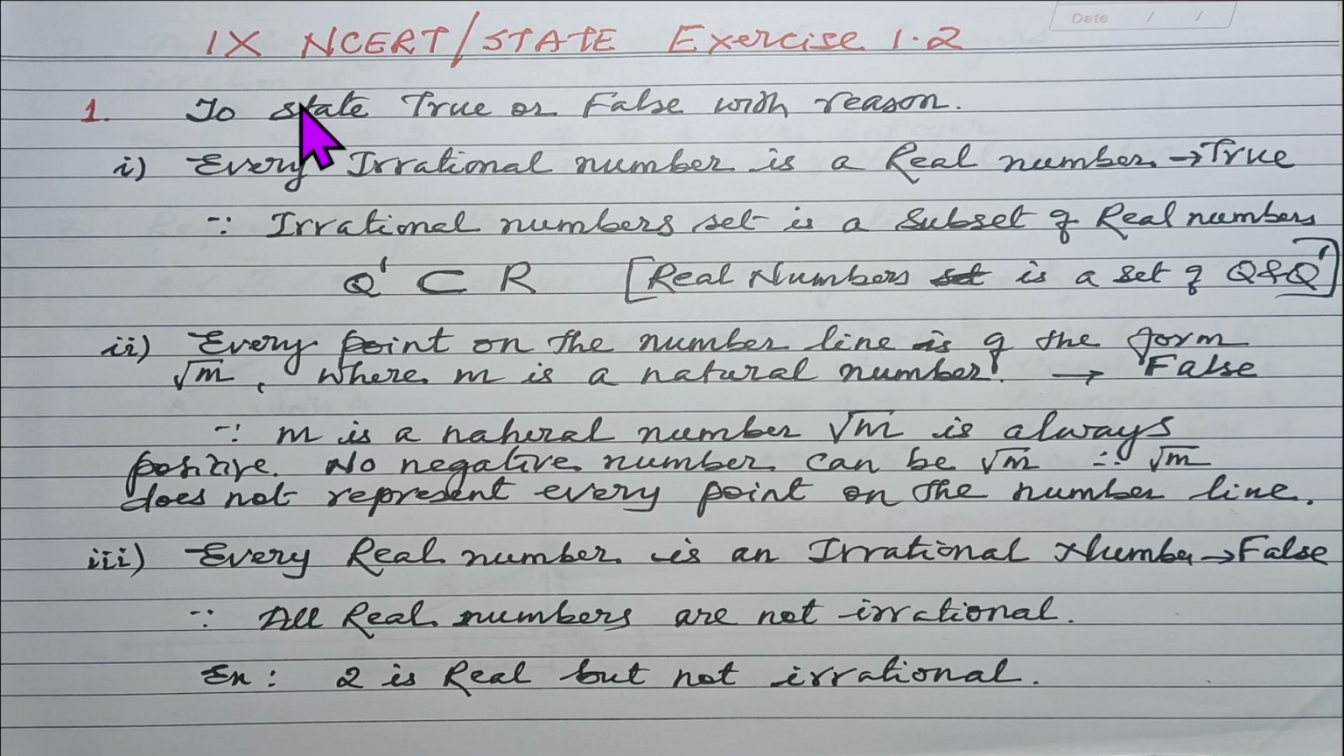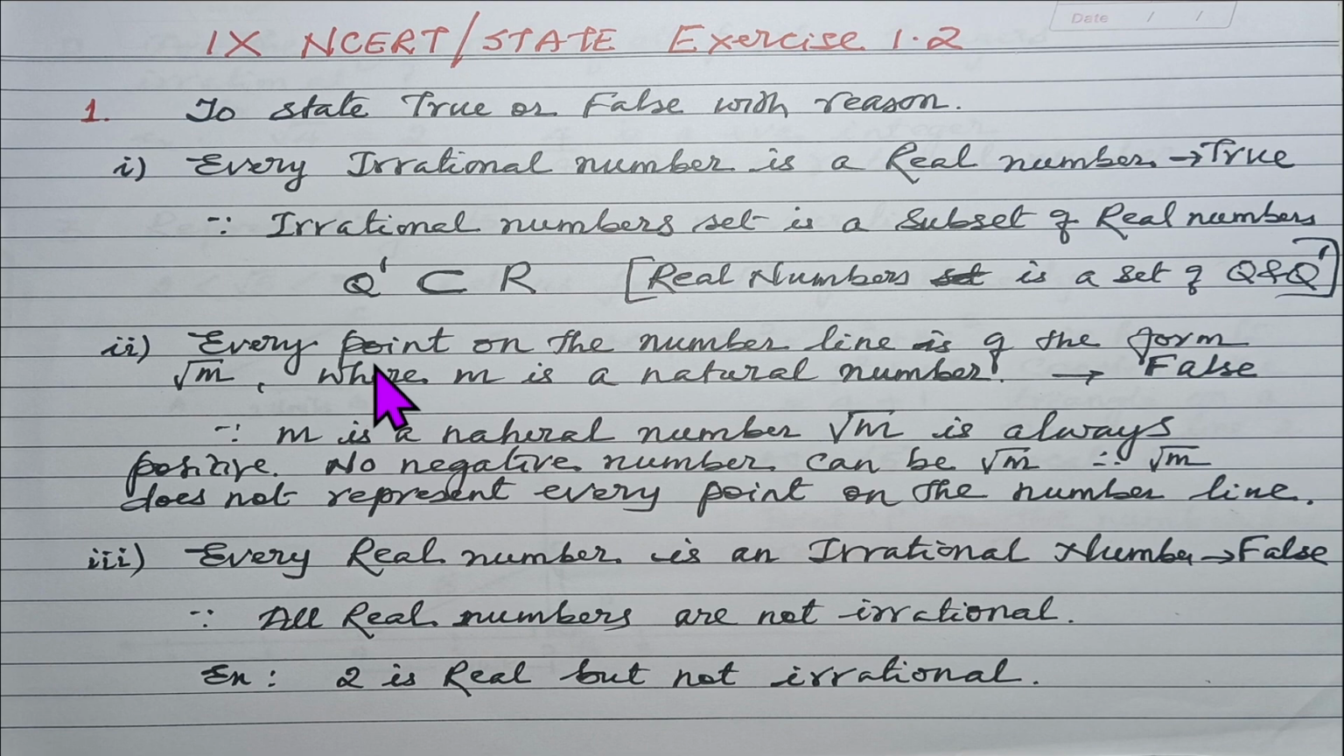Now coming to the next exercise, exercise number 1.2. Again, the first question is to state true or false with reason. Every irrational number is a real number, 100% a correct answer. That is, it is a true statement, because the irrational number set is a subset of the real number set, that is Q dash is a subset of R. The real numbers are a set of both rational and irrational numbers, and therefore every irrational number is a real number.